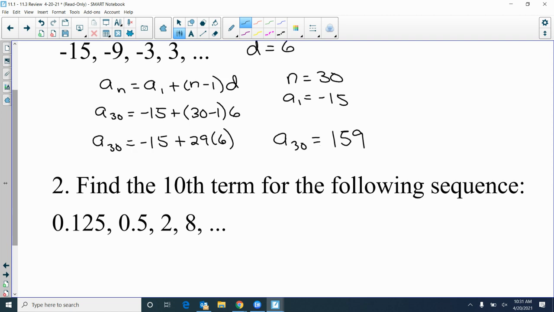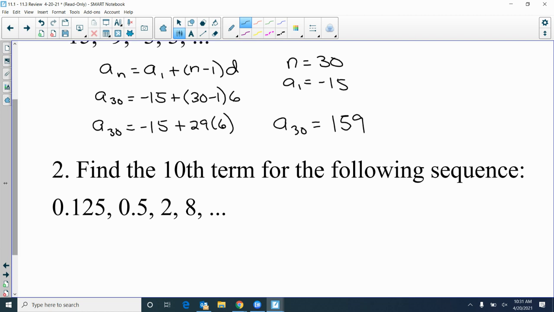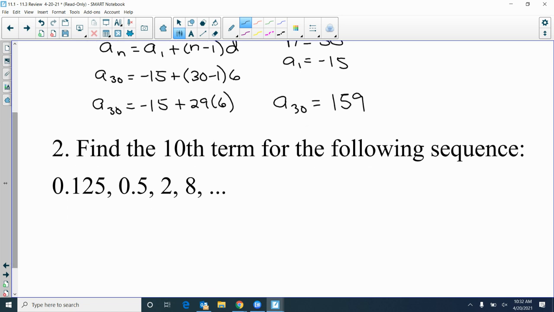Okay. All right, now it says find the 10th term for the following sequence. You got 0.125, you got 0.5, you got 2, you got 8. Are you adding the same number each time? Jordan? No. What are we doing? Multiplying by 4. Okay, you are multiplying by 4. If you can't tell, take 8 divided by 2, take 2 divided by a half, take a half divided by 0.25, and that will give us that value.